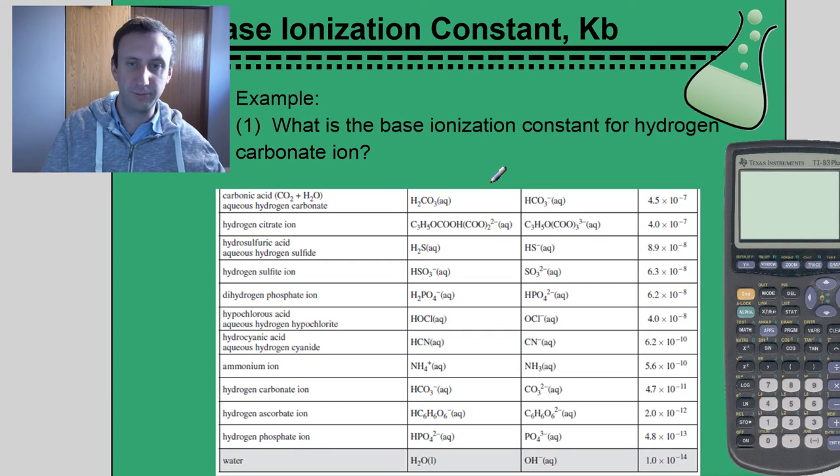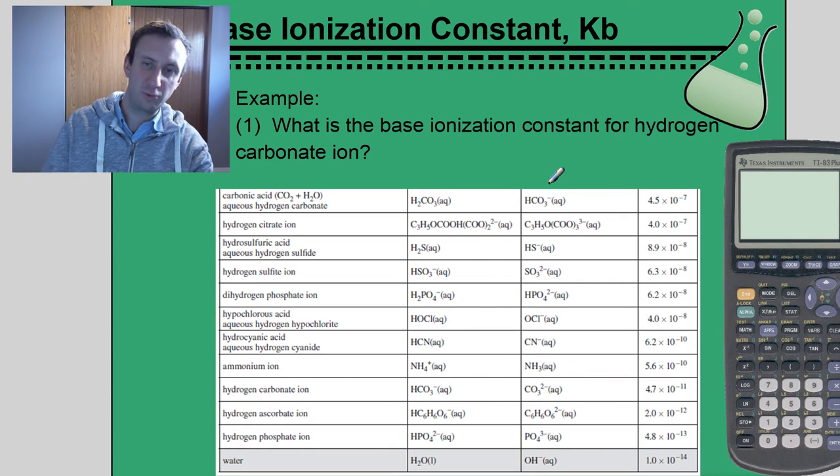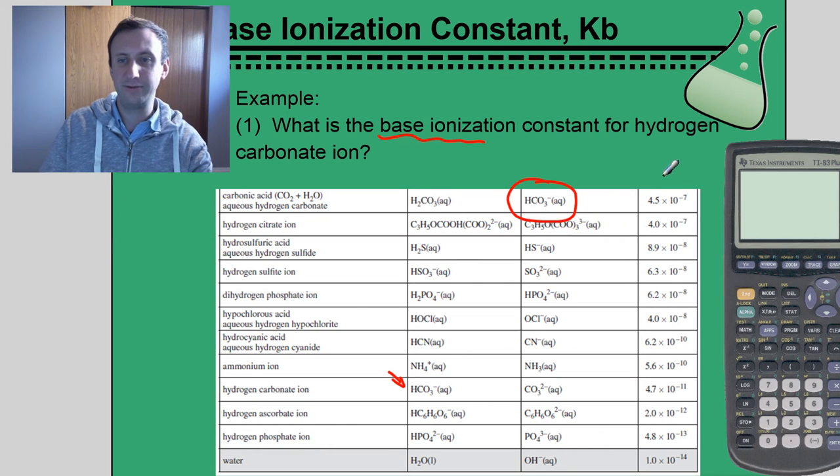So we're going to go through an example, of course, so you can see this. What is the base ionization constant for hydrogen carbonate ion? I find it right here on the base side. Now be careful because it is right here, but that's as an acid. I want to find it as a base because it's acting as a base, and I want to find the base ionization constant. So here is the acid, here's the conjugate base, and here's the Ka value for carbonic acid, H2CO3.